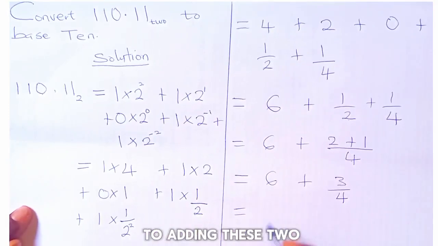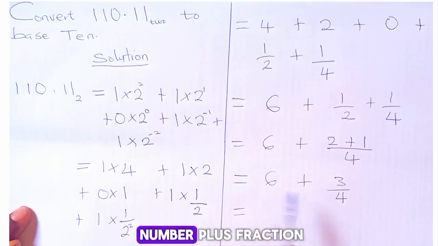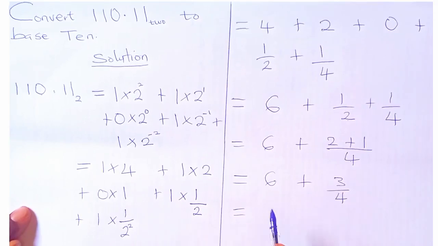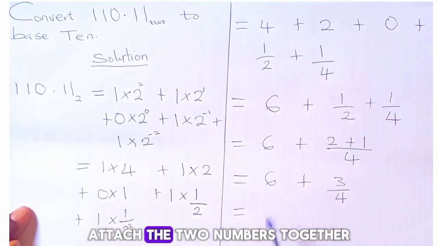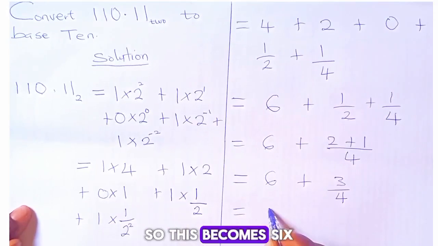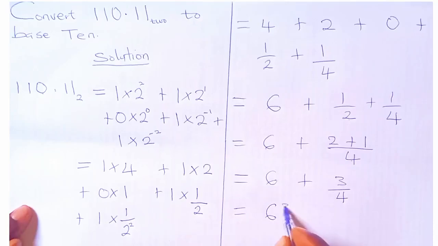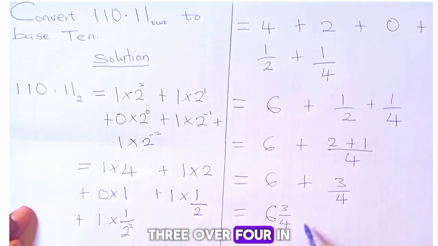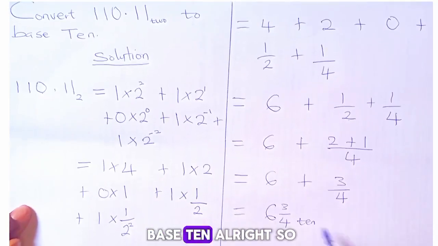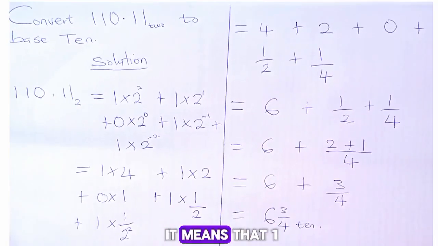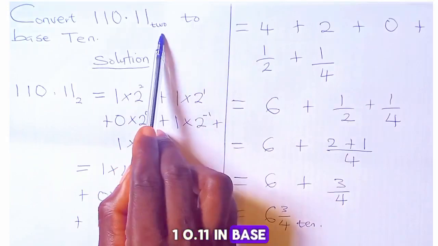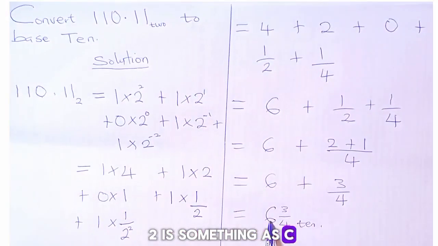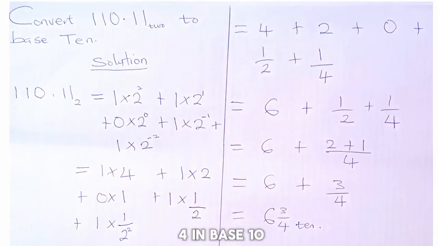Whenever I have a whole number plus a fraction, expressing it as a mixed fraction is just to attach the two numbers together. So this becomes 6 whole number 3 over 4 in base 10. All right, so it means that 110.11 in base 2 is 6 whole number 3 over 4 in base 10.